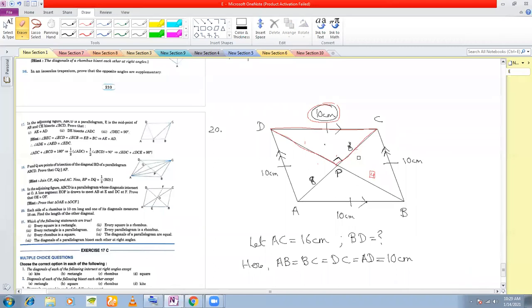Excuse me, sir. Yes. Sir, can you explain it again? Which part? From the beginning? Yes, sir, the diagonal part. Diagonal part. Okay, just in very short, in brief.